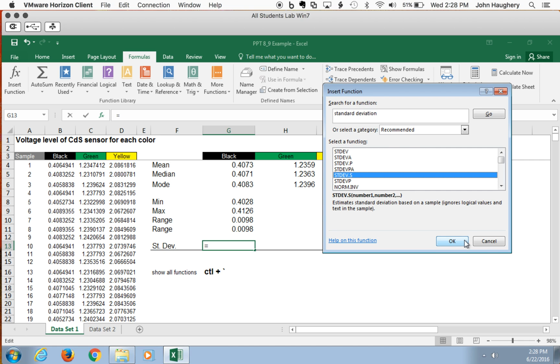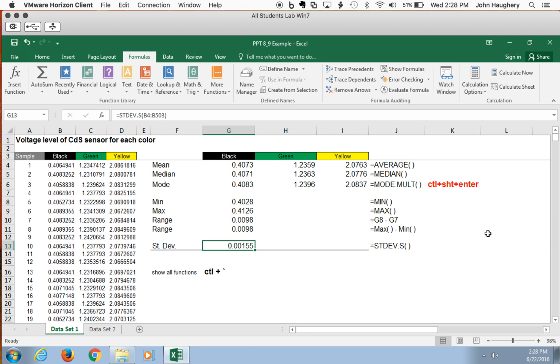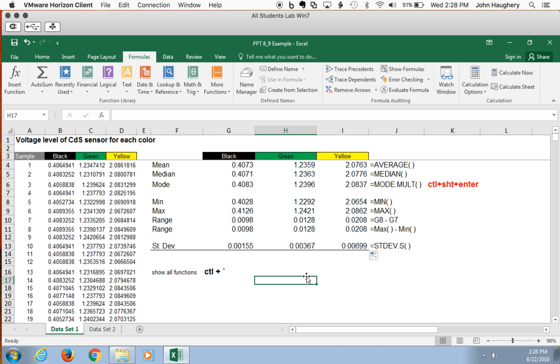So .S. We hit OK, and I think we remember that it's B4 semicolon B503, and we can just type that in. And so our standard deviation is 0.005155. Okay, and again, just like we did previously, we can copy these over.